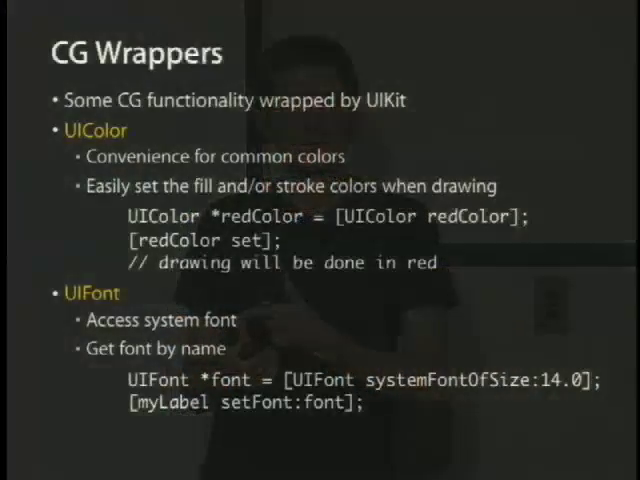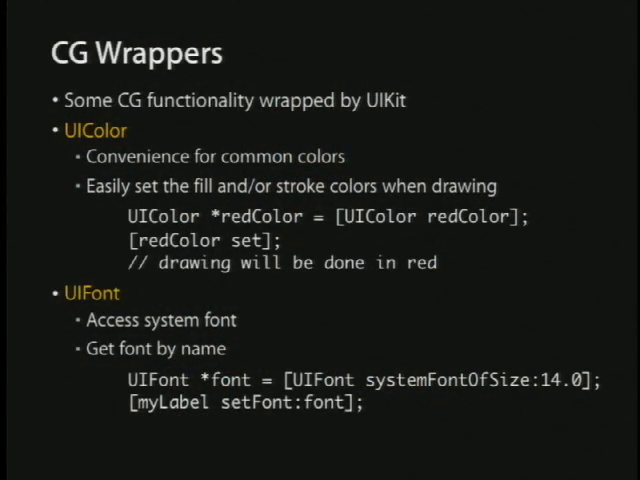And then the other thing that UIKit provides on top of Core Graphics is the UIFont class, which gives you access to a system font. There's a convenience method for that, system font. And actually, you can specify a system font of a particular size, and it just takes a point size. You can also get a font by name. There's actually a few fonts available on the system by default. UIFont has another convenience method that lets you get back the names of all the fonts that are available.